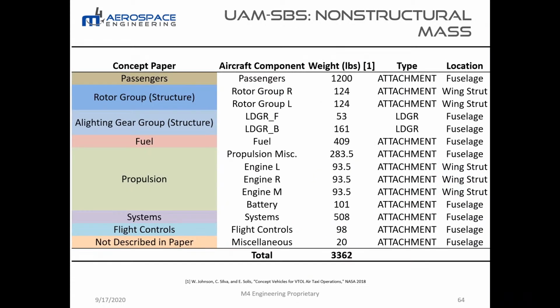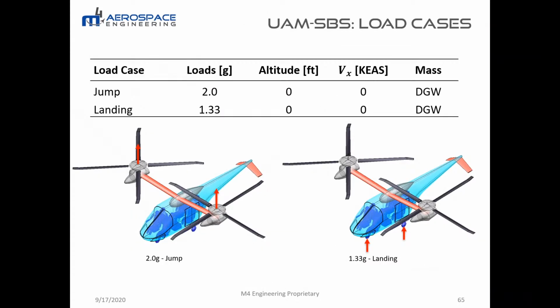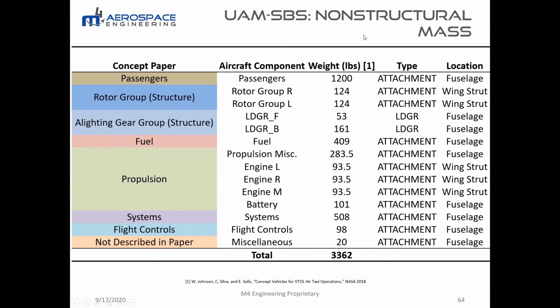All right, so our non-structural masses. Luckily, here we have a lot of good sources for our non-structural masses, and we've broken them down into the groups here. All of these are using either the attachment or the landing gear card, which are point non-structural masses, and then we're going to rigidly attach those to various components. So you can see mostly the fuselage and the wing strut here.